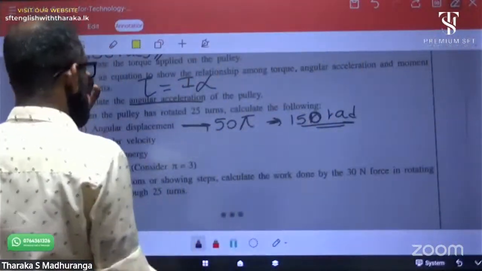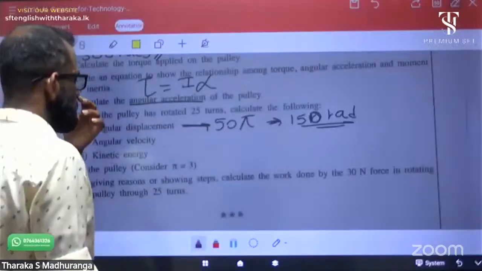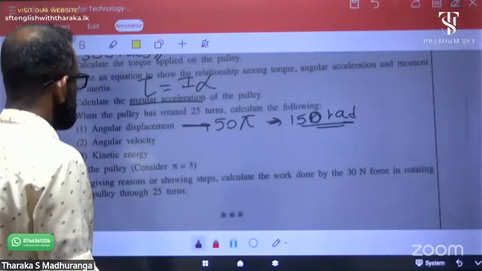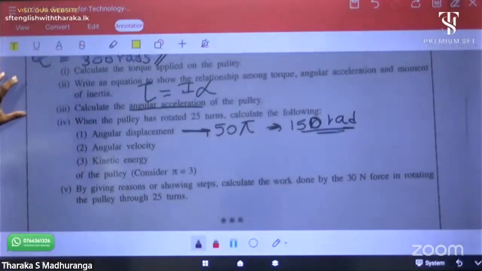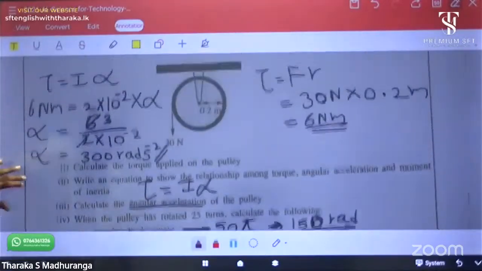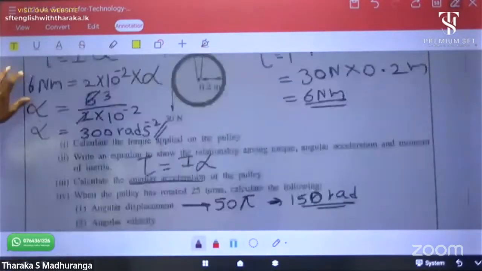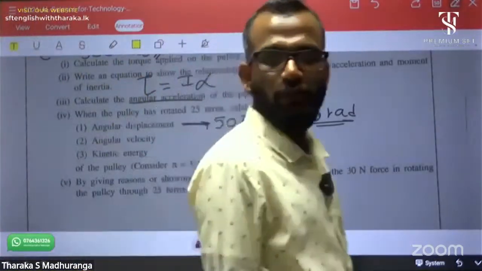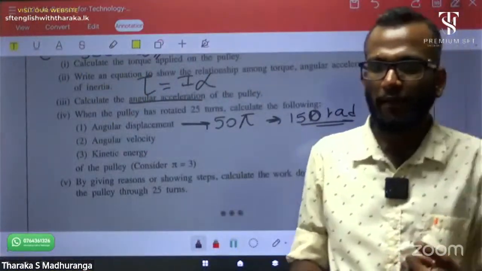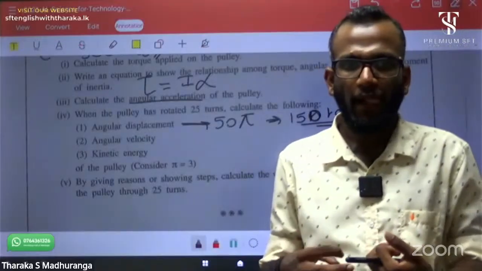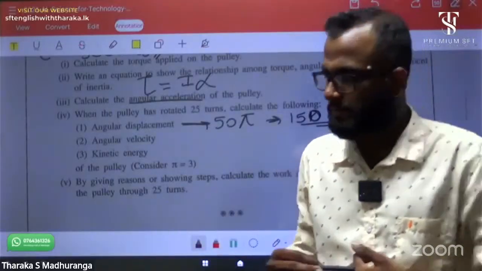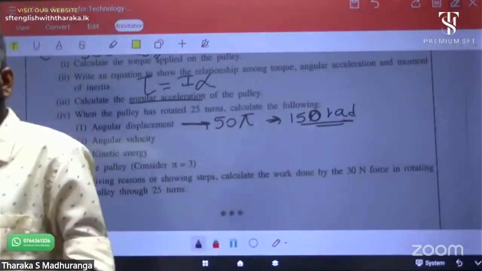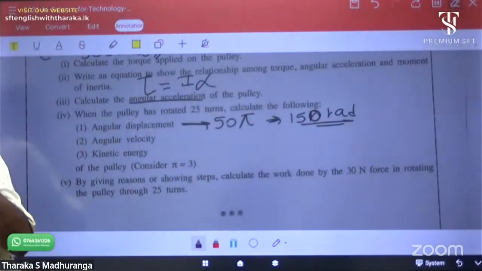Angular velocity. Angular velocity is a problem. We don't know the time. How to calculate the angular velocity without time?